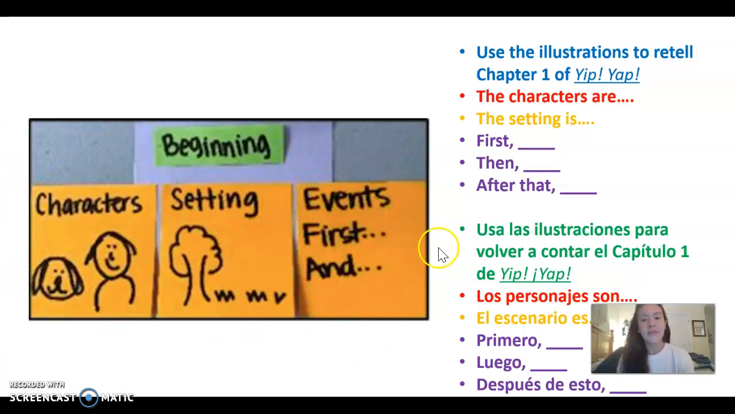When you tell me about the events, I want to make sure that you're using your sequencing words like first, then, and after that. So you're going to do a retelling of chapter 1 by telling me about the characters, the setting, and the events that happened in the story.